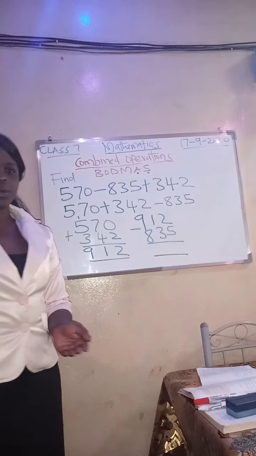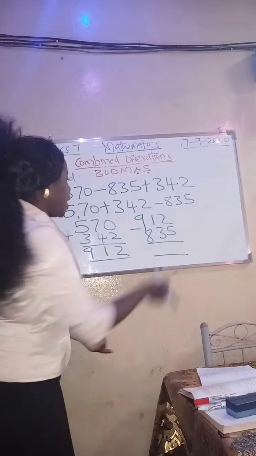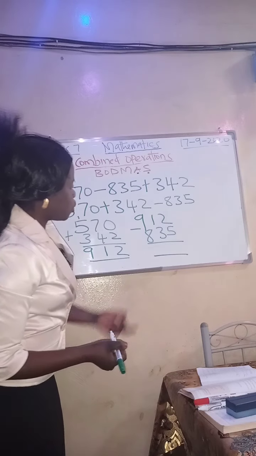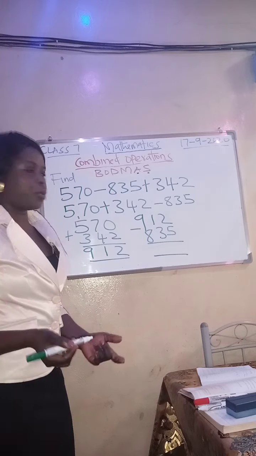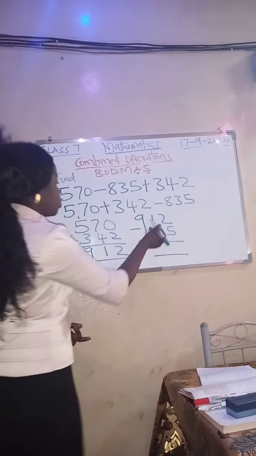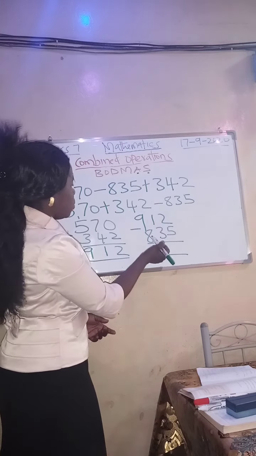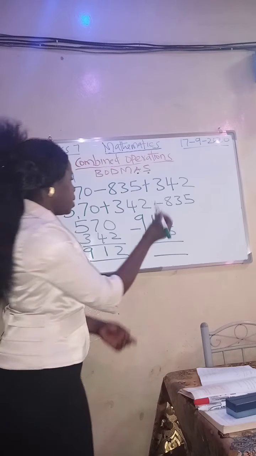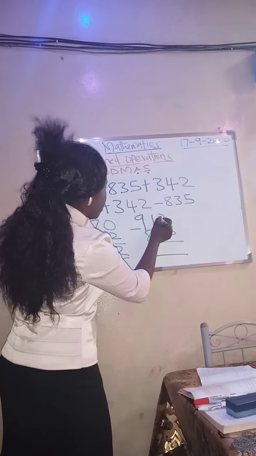So what is our answer now? Let's do that also together as you do yours. Now, we have a 2. 2 take away 5. It's not possible. So what do we do? We go to our neighbor here. Our neighbor has only 1. So we take the 1 from our neighbor. We take the 1, we put there.